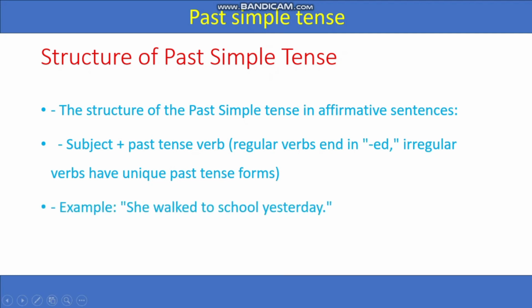Example, she walked to school yesterday. She is the subject, the doer of an action here, and walked is the past form, the second form of the verb. And to school here is an object, and yesterday is the adverb, right? So this is a complete sentence: subject plus second form of verb plus object plus any complement if you want to add. That is the structure of past simple tense.